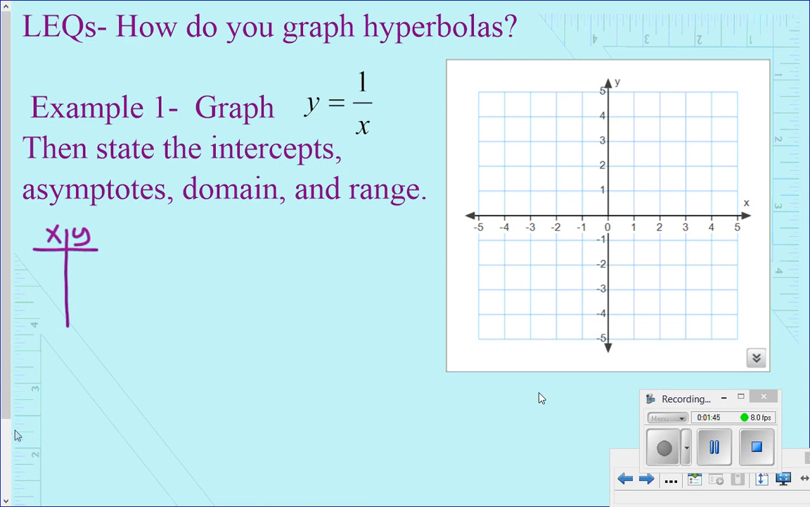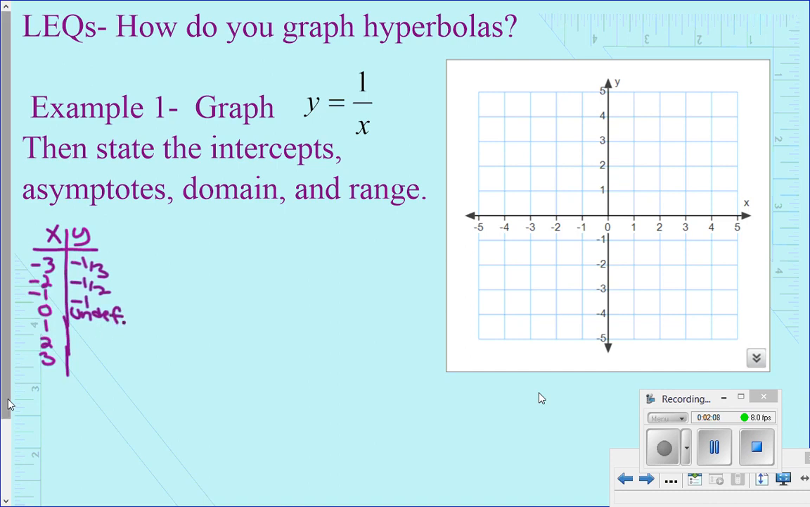So again, we just did a few x values, so a few negatives, 0, a few positives. And that's what we started with. So substituting in negative 3 gives us negative 1/3. Substituting in negative 2, 1 over negative 2, negative 1/2. Substituting negative 1, negative 1.